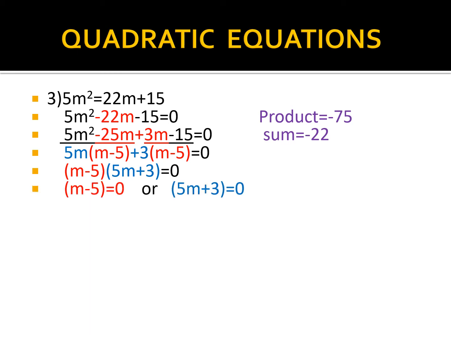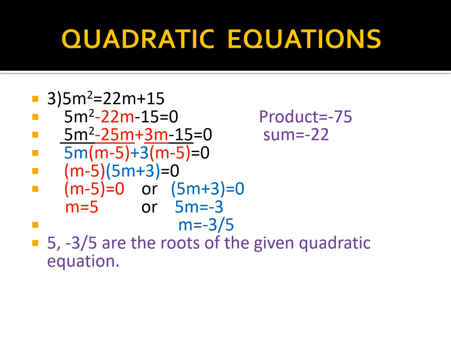So m minus 5 is equal to 0 or 5m plus 3 is equal to 0. When m minus 5 is equal to 0, then m is equal to 5. When 5m plus 3 is equal to 0, then 5m is equal to minus 3 or m is equal to minus 3 upon 5. Therefore, 5 and minus 3 upon 5 are the roots of the given quadratic equation.